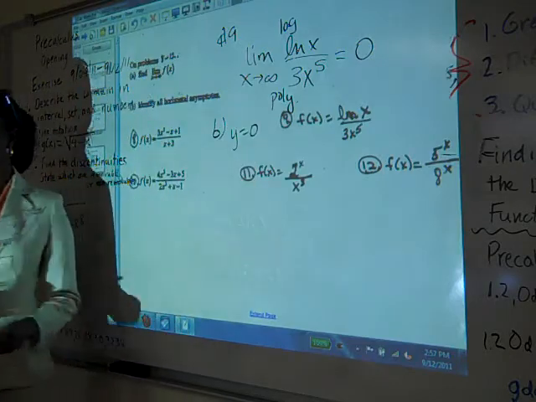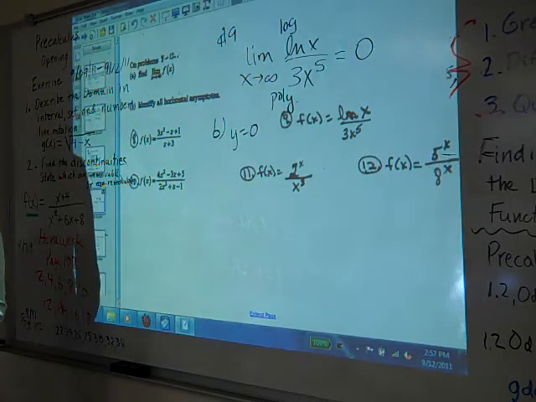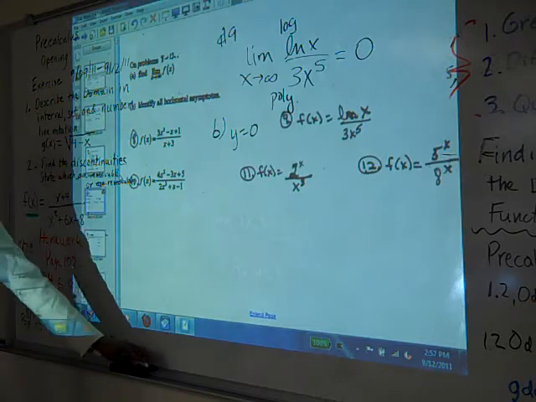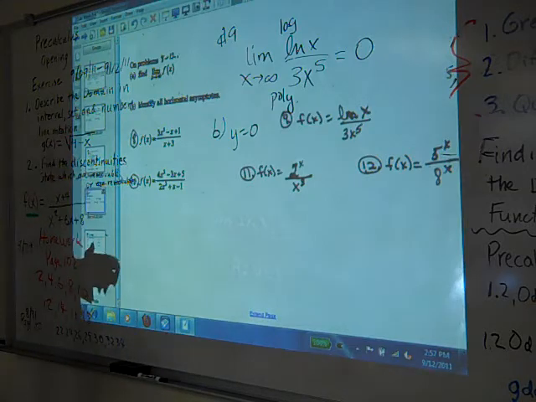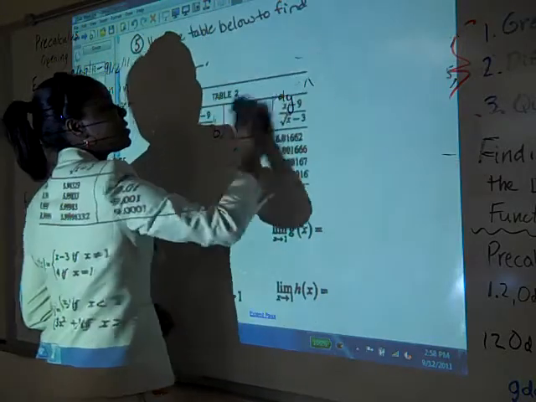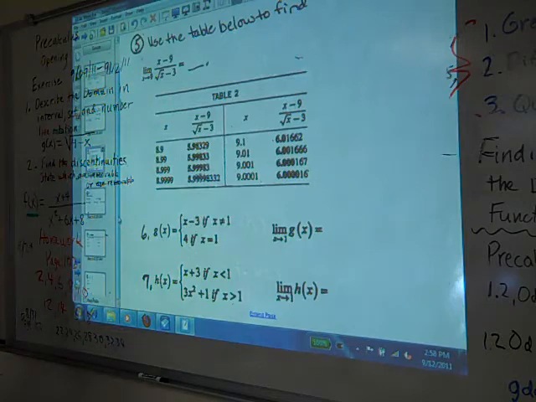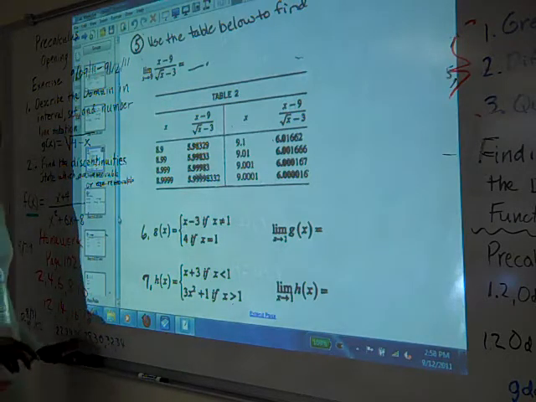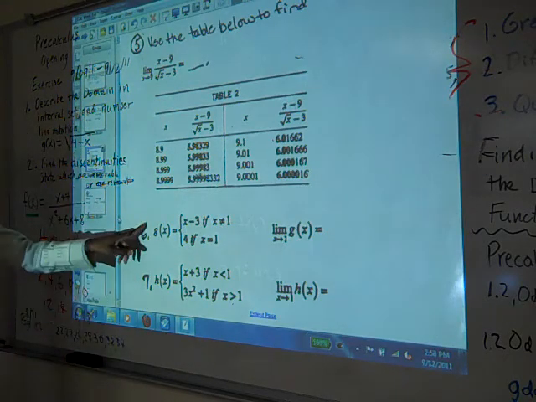That help out? Did that help out with number 9? Number 6 and 7, is it 4 and does not exist? I can't see 6 and 7. Let's go to 6, 7. All right. 6 and 7 for the limit.